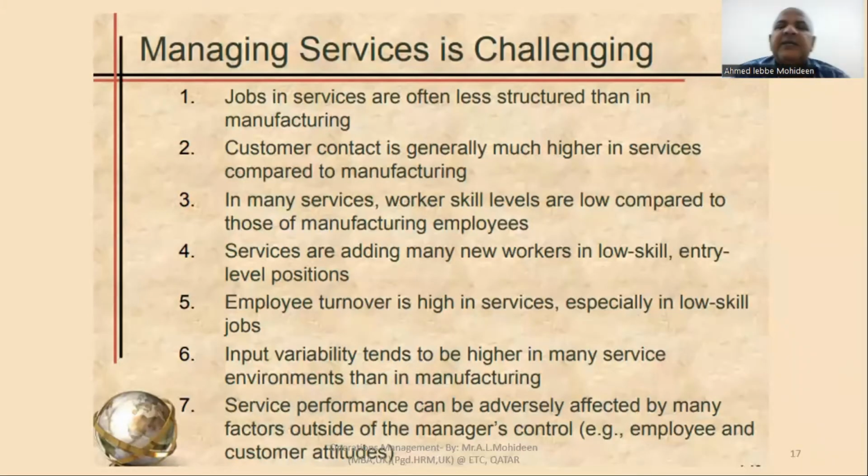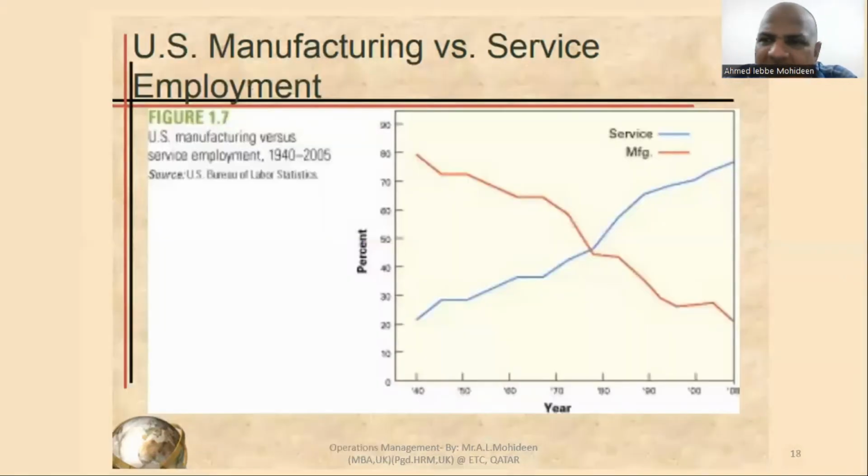So if you take the challenges in the service, there are certain challenges we have to manage. Jobs in the services are often less structured than manufacturing, right? Service operations are less structured, but manufacturing operations are very structured. There will be a certain layout, a certain setup, and a certain process. Systematically you will do it. And customer contact is generally much higher. I already discussed this now, you have to read it.